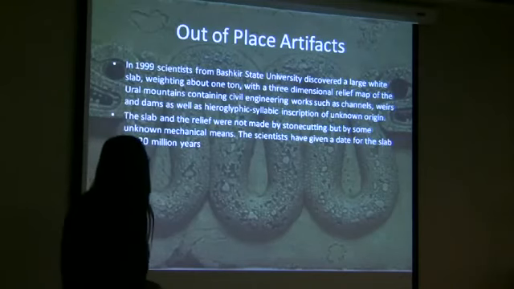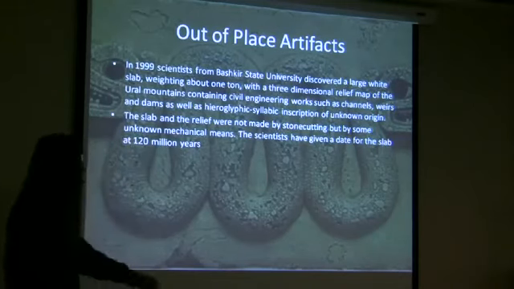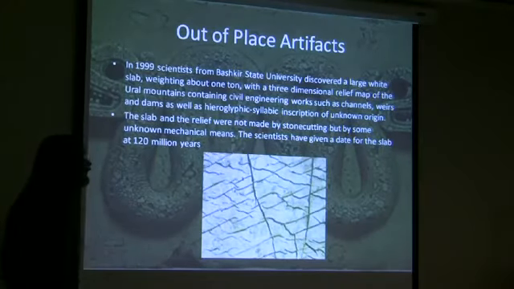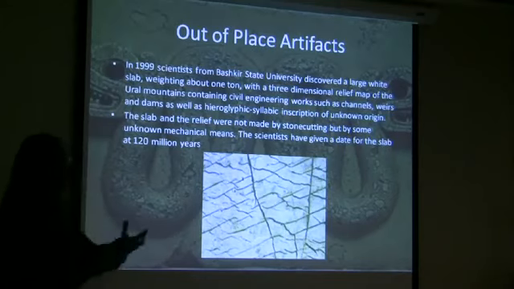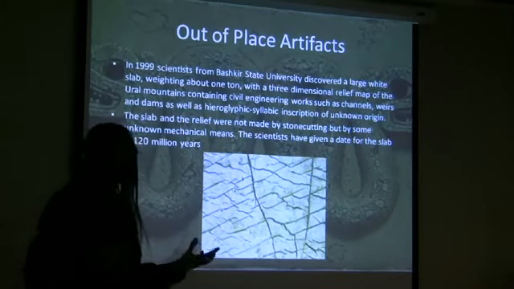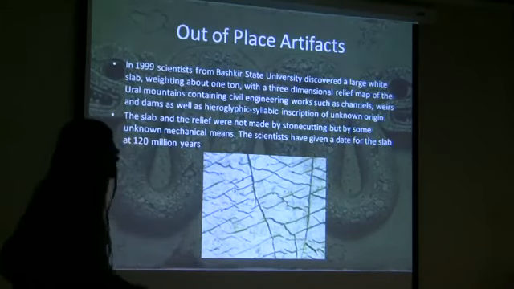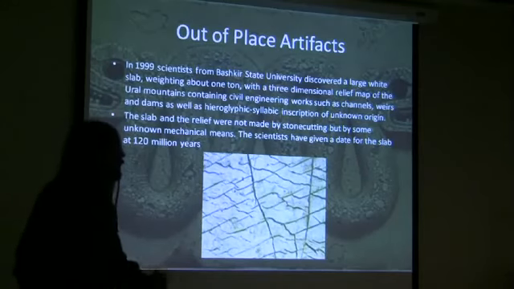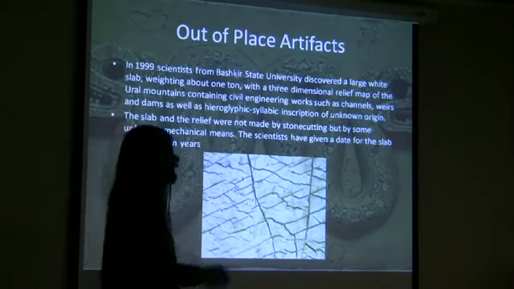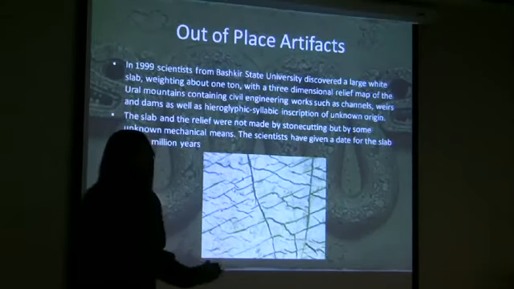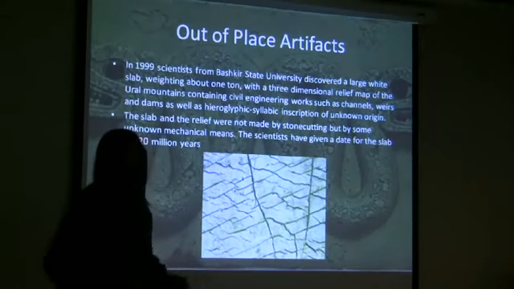The scientists have given a date for the rock slab at 120 million years, and there it is. It doesn't really look like much in this picture, but the mountain ranges and all that kind of stuff, it's some sort of manufactured slab. And once again, this is one of those things that there's no explanation for. We found the thing, you can look at it, it's in the university, the people are studying, going, we don't know. We don't know what the writing is, we don't know how they made this, but there it is. Okay?